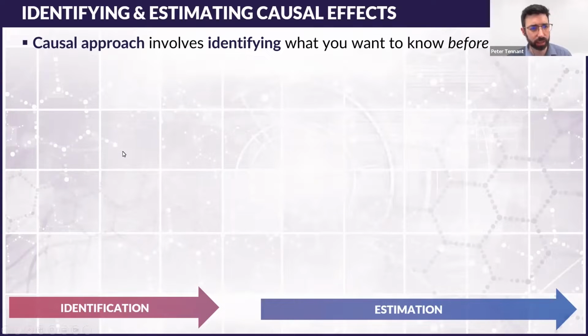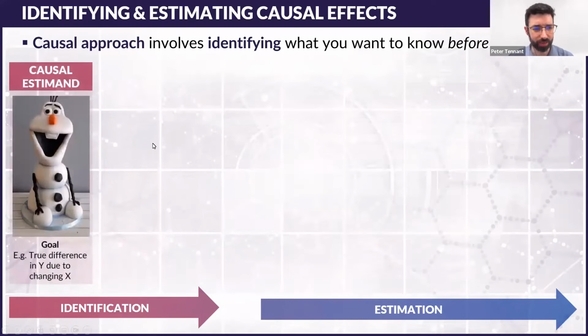And then within that, I'm just going to go through the different steps that involves, with the analogy of trying to make a cake. So we start with the thing that we want to know, the goal. In other words, the causal effect of interest, which we call the causal estimand. This is like this Olaf cake that I've decided I would really like to try and make.